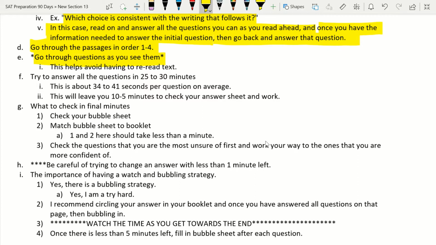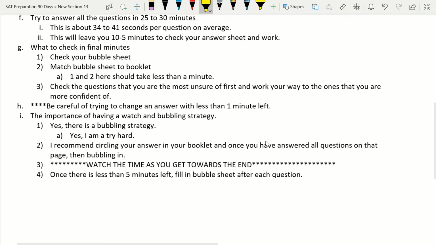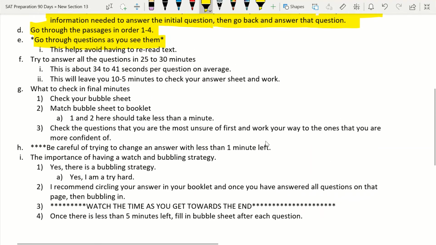Also, with questions where you have to place a sentence, obviously you're going to do those by looking at that question first before you start reading through that paragraph. But other than that, you're just going to go through the questions as you see them. Okay, this helps you avoid having to reread the text.